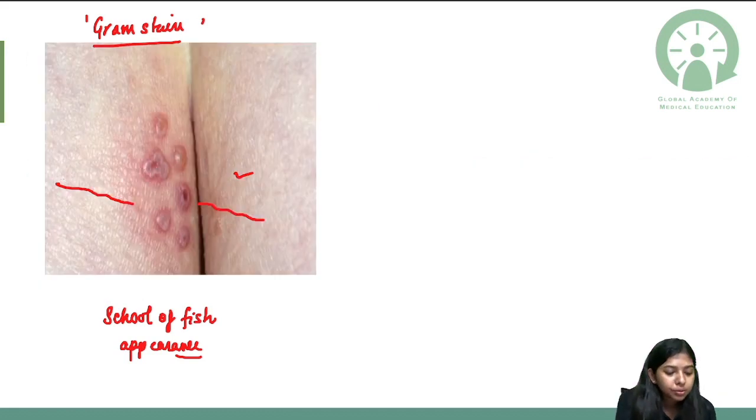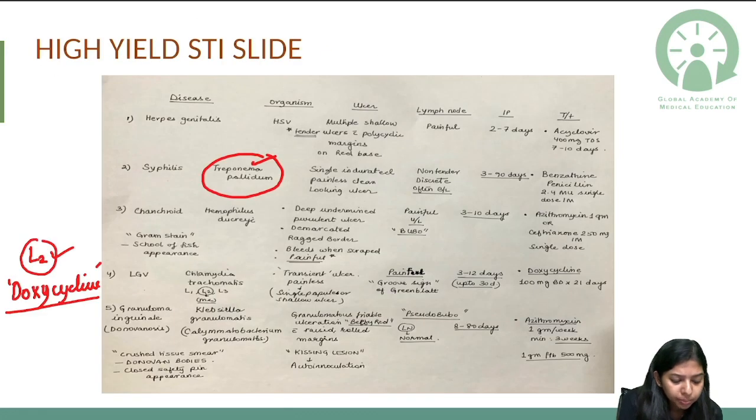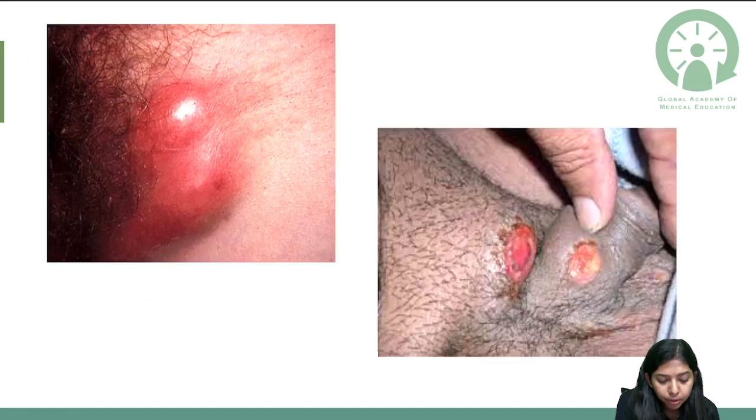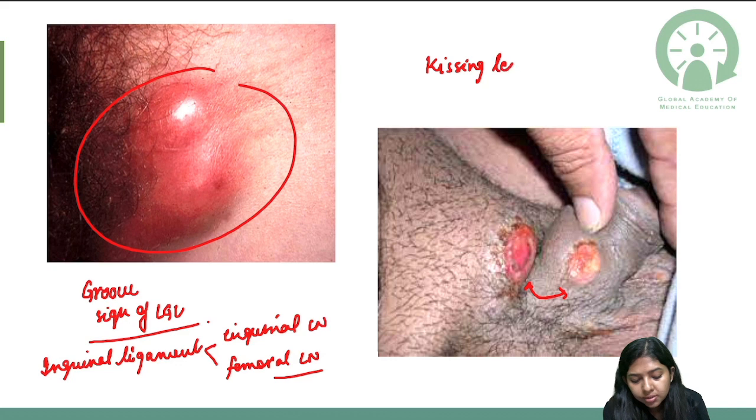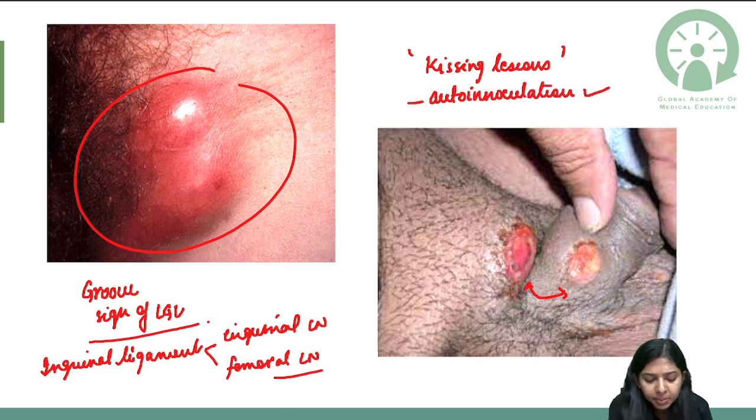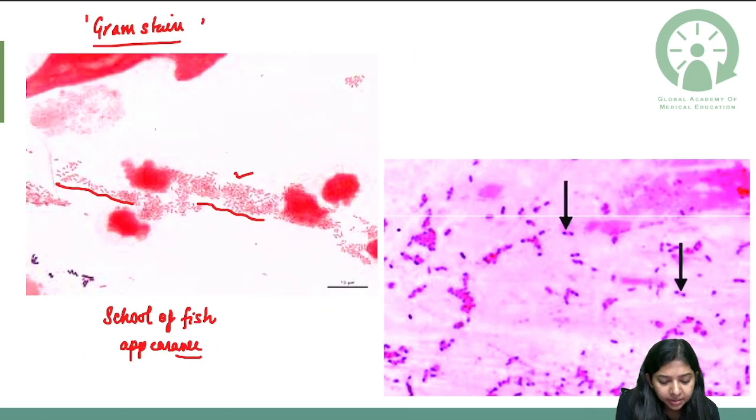So donovanosis is caused by Calymmatobacterium granulomatis or Klebsiella granulomatis, and you get very friable, beefy red lesions. Because of autoinoculation of the organism, you get kissing lesions in the groin, okay? And you get a beefy red ulcer.